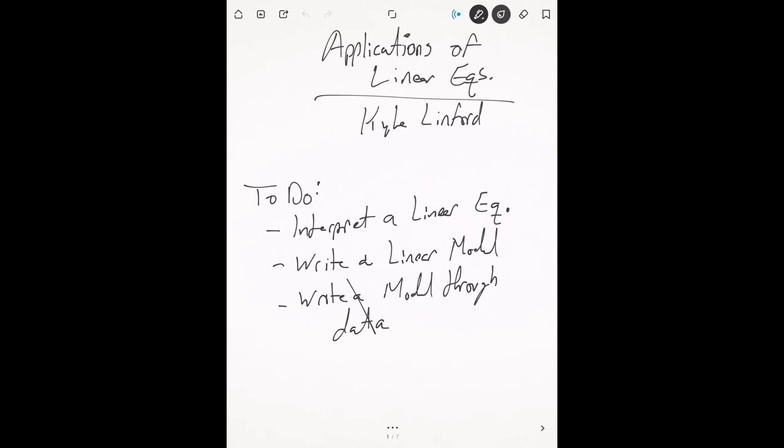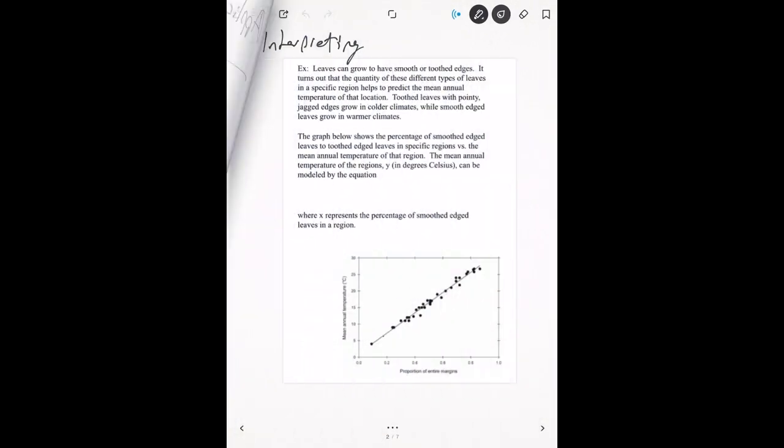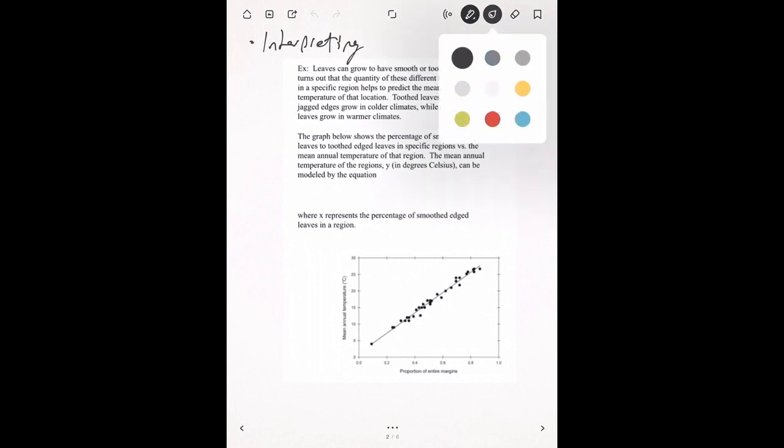So starting off, I'm going to have us walk through a problem together. This problem talks about different types of leaves that are out there. I'm just going to explain really quick what the general idea is. There are a couple types of leaves: smooth leaves and toothed edge leaves.